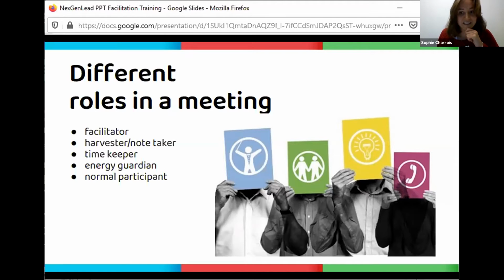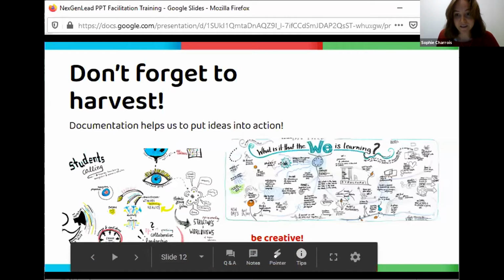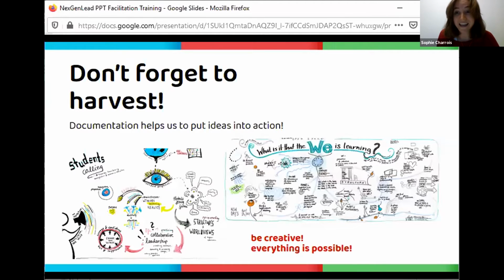And last but not least, harvesting. Make sure you have a person who's dedicated to documenting your conversation so that you can turn it into action. And this can also be very creative. So if you want to take out your pencils and do some art, feel invited to do so. And if you feel like trying out new things and you want to share them with the rest of the NexGenLead community, please use Discord, and we would be really happy to see your harvests there in whatever format.